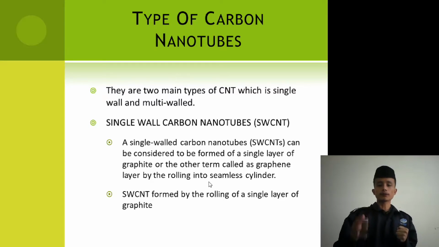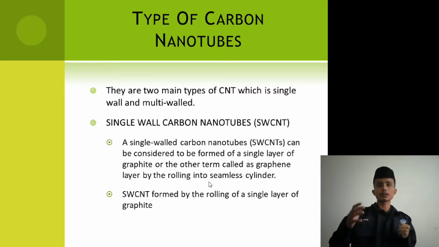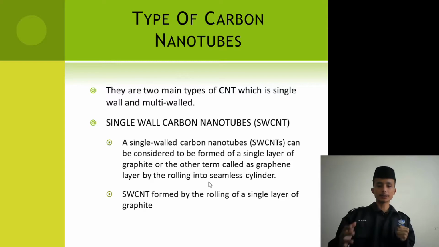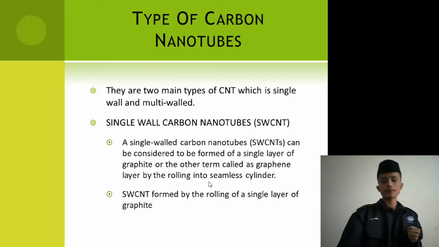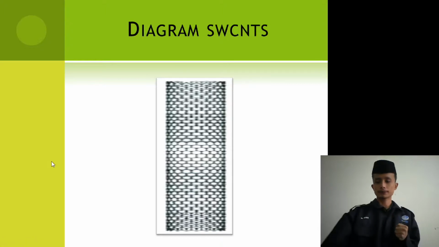A single wall carbon nanotube is formed by the rolling of a single layer of graphite. The choice of rolling relative to the hexagonal network of the graphite sheet, and the radius of the closing cylinder, allow for different types of single wall carbon nanotubes. This figure shows the diagram of single wall carbon nanotubes.